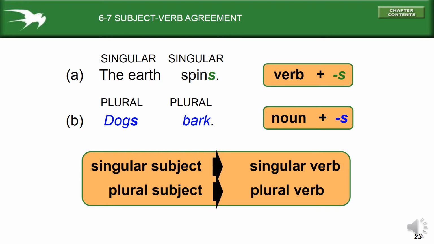So let's go now to chart 6.7, subject-verb agreement. Remember that a singular subject takes a singular verb and a plural subject takes a plural verb. In A, the earth is singular, so it has to take a singular verb. And please note that the green s here in spins is a singular s. It's not a plural one. As for B, dogs bark. This s in dogs is a plural one, so that's why the verb must be plural.